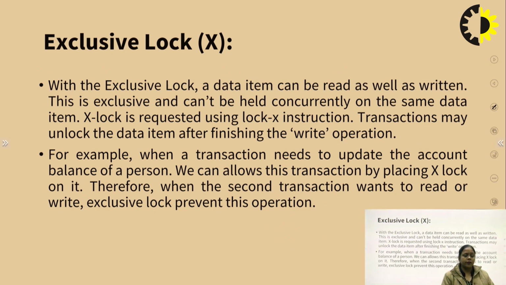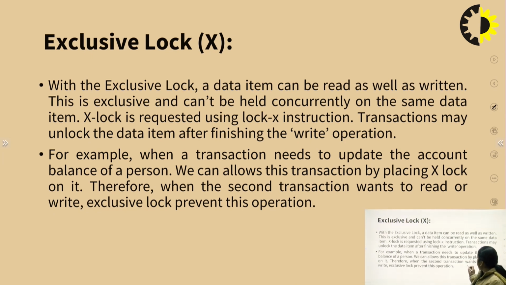Now, exclusive lock. When we want to update the data item, to read as well as write the data, then we will use an exclusive lock. With the exclusive lock, a data item can be read as well as written. This is exclusive and can't be held concurrently on the same data item. X lock or exclusive lock is requested using the lock X instruction. A transaction may unlock the data item after finishing the write operation.